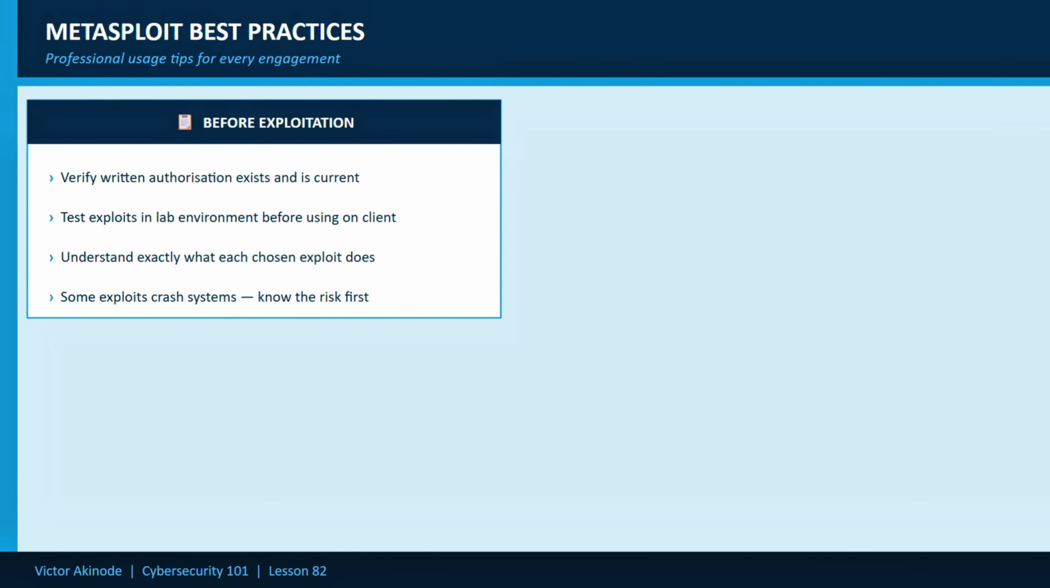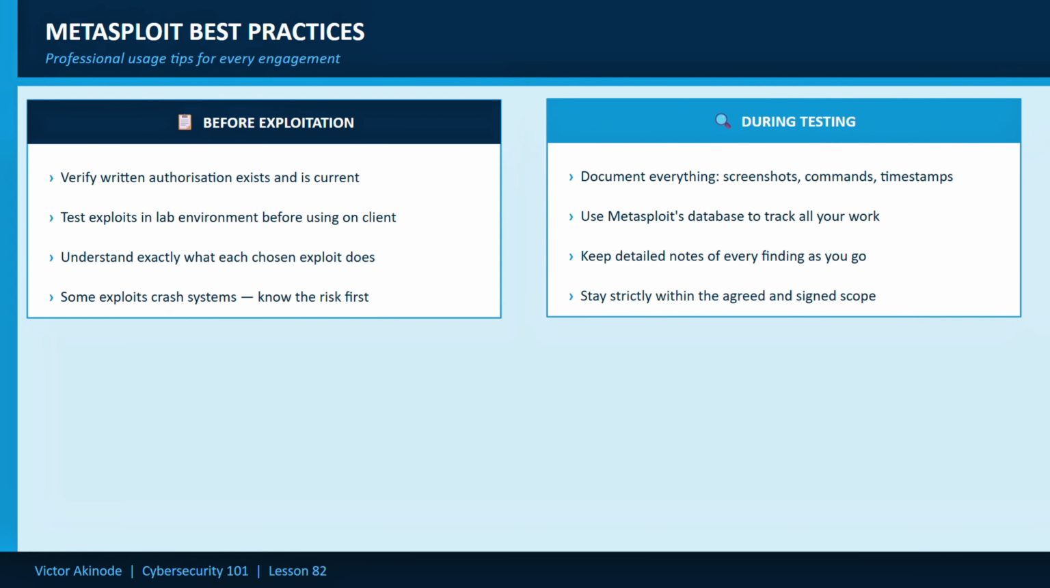Before you exploit anything, verify that proper authorization exists and is current. Test your exploits in your lab environment first. Understand exactly what each exploit does before using it, because some exploits can crash systems or cause data loss. Please know the risks. And during testing, document everything. Take screenshots of successful exploits, save command outputs and timestamps, and keep detailed notes of what you find. This documentation becomes your penetration test report.